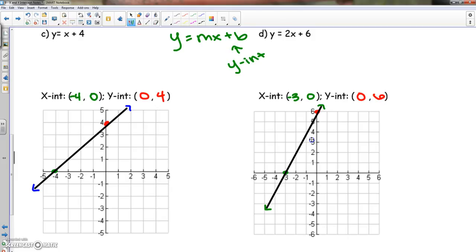Now I did have to solve for my x-intercept, same way that I solved above, where I'm plugging in 0 for y, and then I have to solve for x. So when I do that, I have to get x by itself, which means I have to subtract 4 from both sides, and that's how I got a negative 4 to equal x. Likewise over here on D, okay?